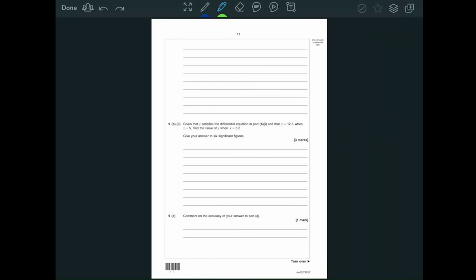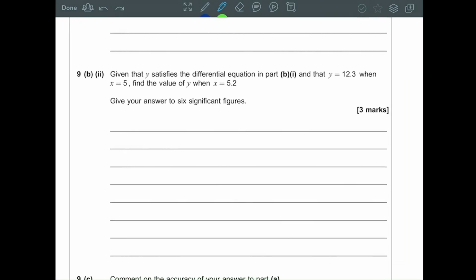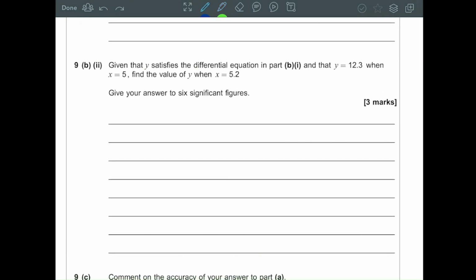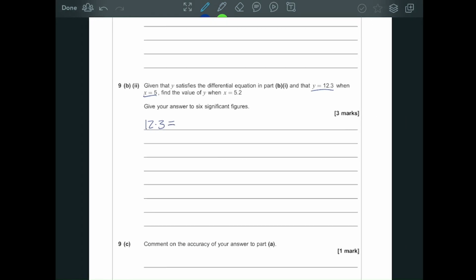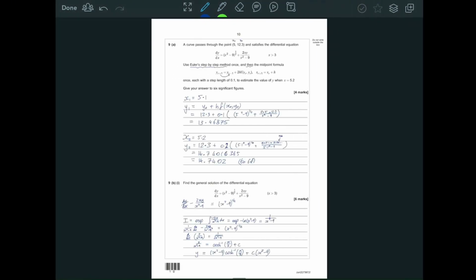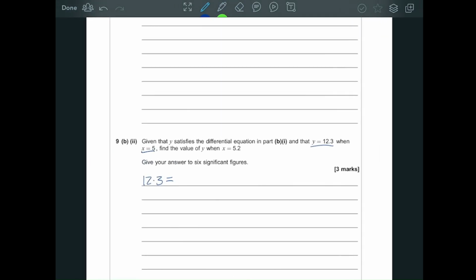Yep, comment on the accuracy of part A is the final part of the question. So given that y satisfies the differential equation, we're now going to use those boundary conditions that the question gave us. So let's sub them in to what I've just worked out. So it's (5 squared minus 9) cosh inverse of 5/3 plus c lots of (5 squared minus 9). So that's going to be something plus 16c.